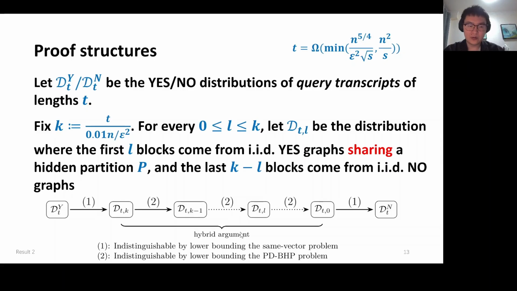And we notice that this is different from the yes query transcript distribution, in which all the random queries are consistent with the input graph. We capture the lower bound for algorithms distinguishing the inconsistency between different blocks by introducing a lower bound for the same-vector problem in the random query model. And we capture the indistinguishability between different pairs of intermediate query transcript distributions by introducing a lower bound for the PDBHP problem in the communication model.